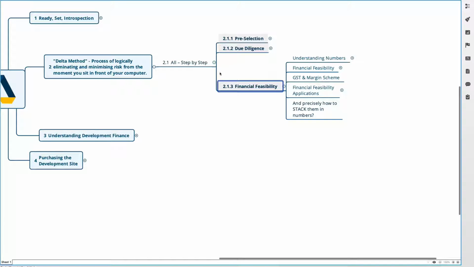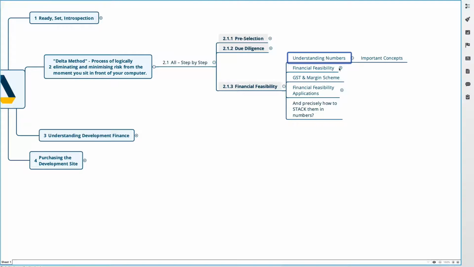Financial feasibility. I've got more details about financial feasibility than you'll find in a course that's actually dedicated just to financial feasibility. I'll show that to you in the next video, what all is included in that. But just to give you an understanding of what the course has, it's got the full system, the full understanding and important concepts that you must understand even before you take the next step.